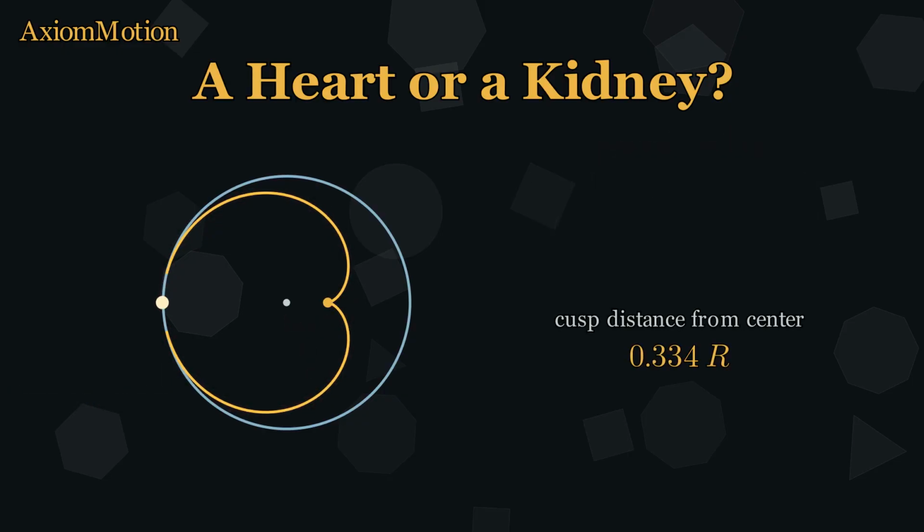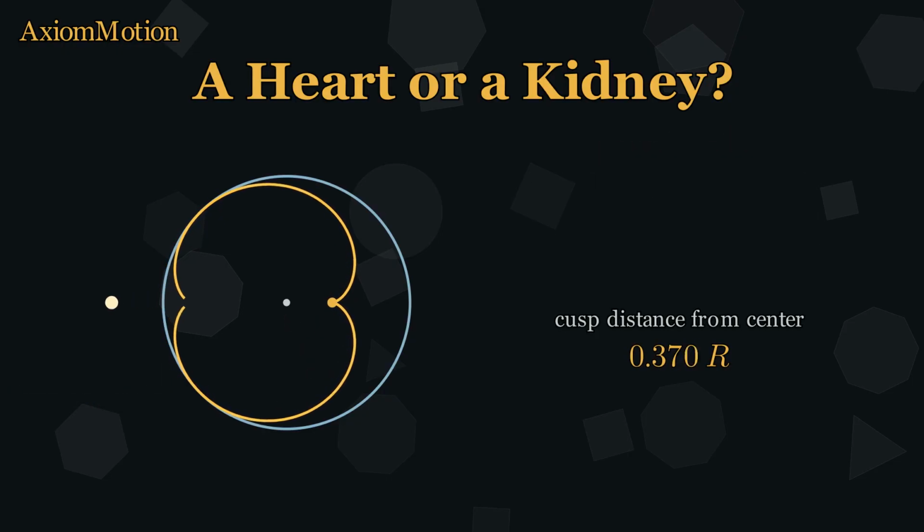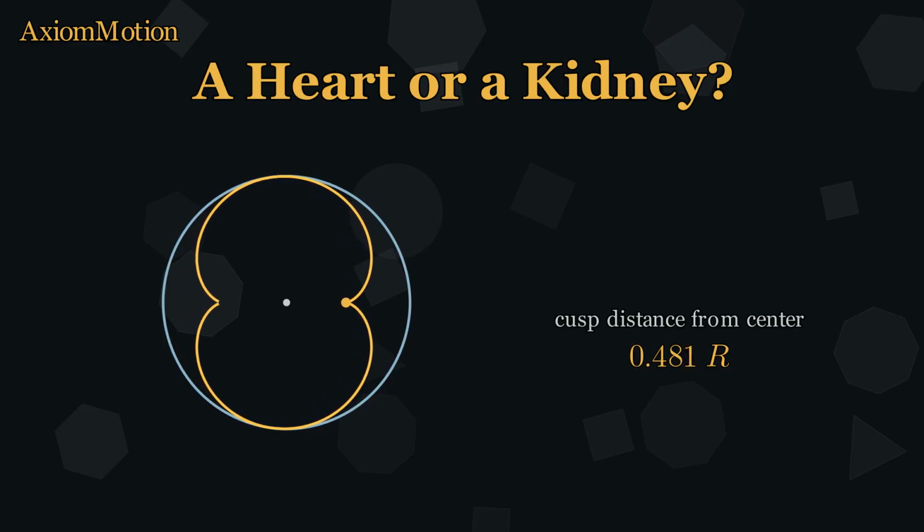Pull the lamp away from the rim, and the caustic deforms continuously, its cusp sliding outward from 1/3 of the radius toward 1/2. Sunlight sits at the far end of that dial. Its rays arrive essentially parallel, and the caustic settles onto the nephroid, with its cusp at exactly half the radius.